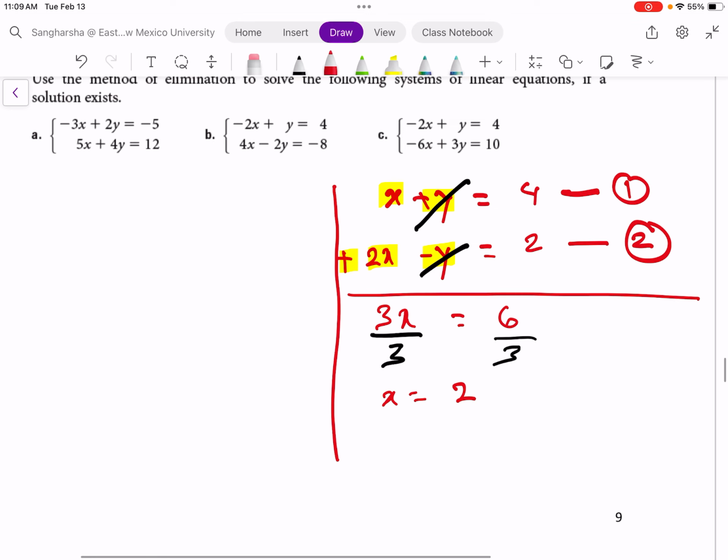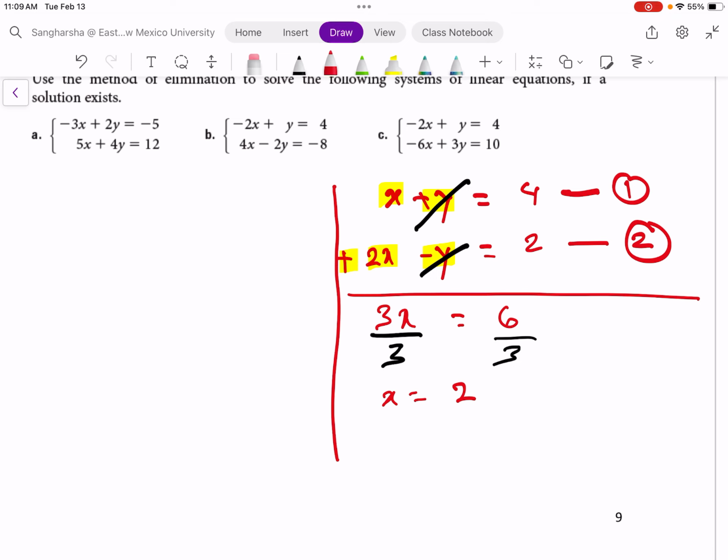What did we do? We eliminated the y variable by adding equations 1 and 2. Sometimes you might need to subtract. So you are allowed to add or subtract the equations to eliminate any one variable. That's the first step: you eliminate one variable. If you eliminate one variable, you get the value for the other variable.